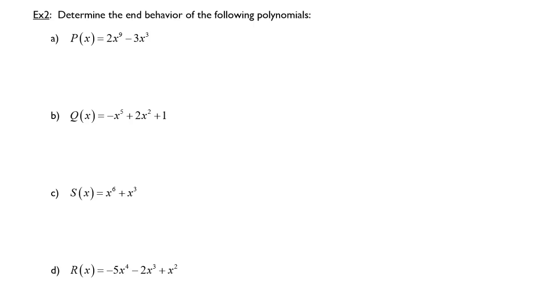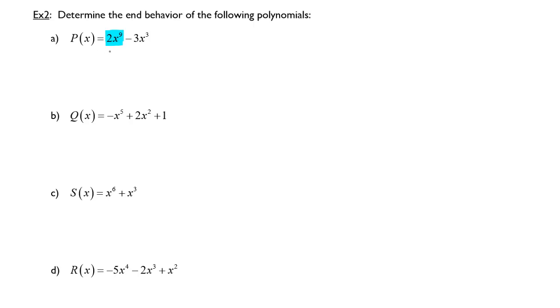Welcome back to part 4 on polynomial functions and their graphs. Let's determine the end behavior of the following polynomials. Now that we've had some examples and we've talked about how you determine end behavior, we need to identify the leading term. In this case, it is 2x to the ninth.